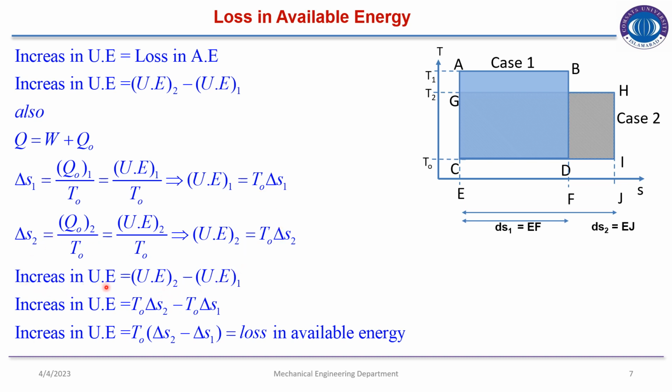So increase in the unavailable energy is equal to unavailable energy for case 2 minus unavailable energy for case 1. The difference of both unavailable energies represents the increase in the unavailable energy. We have mathematically calculated both relations individually, so we will plug in their values. The unavailable energy for case 2 is T naught del S2, minus T naught del S1, the unavailable energy for case 1. Taking T naught common, the increase in unavailable energy, or loss in available energy, is T naught times del S2 minus del S1.